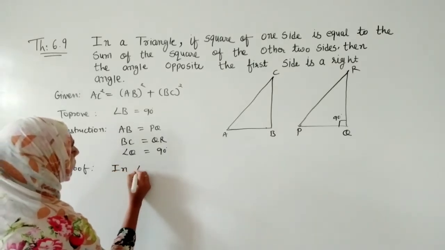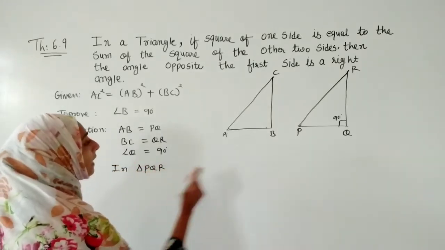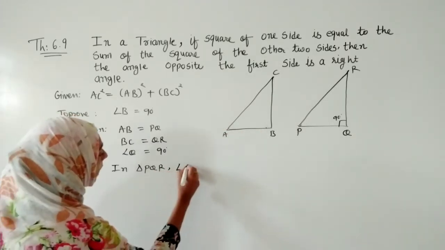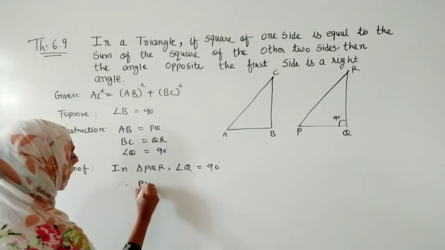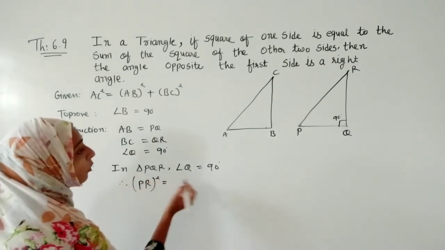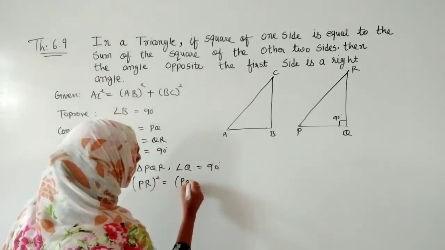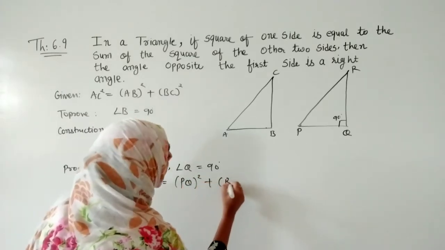Let us write in triangle PQR and then apply Pythagoras law. Here I will write angle Q is 90 degrees. Therefore, hypotenuse square means PR square will be equal to PQ square plus RQ square.